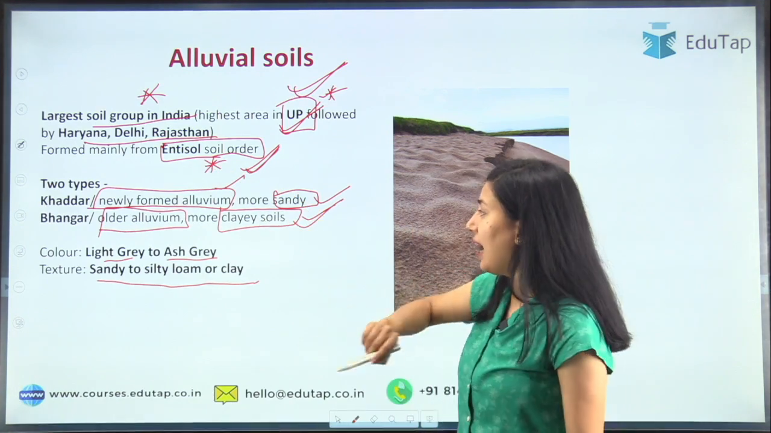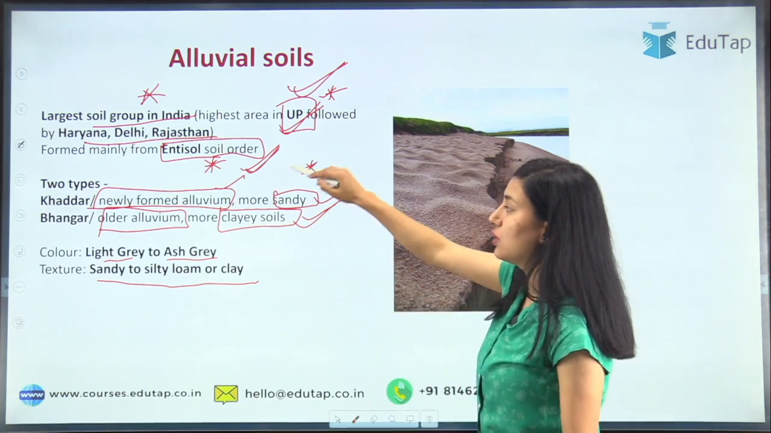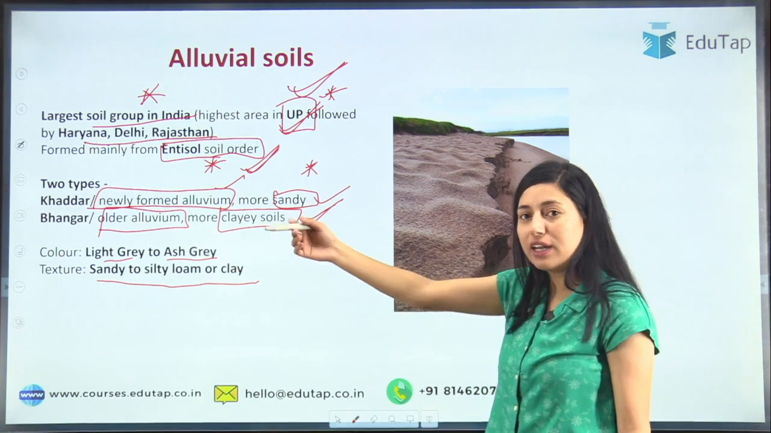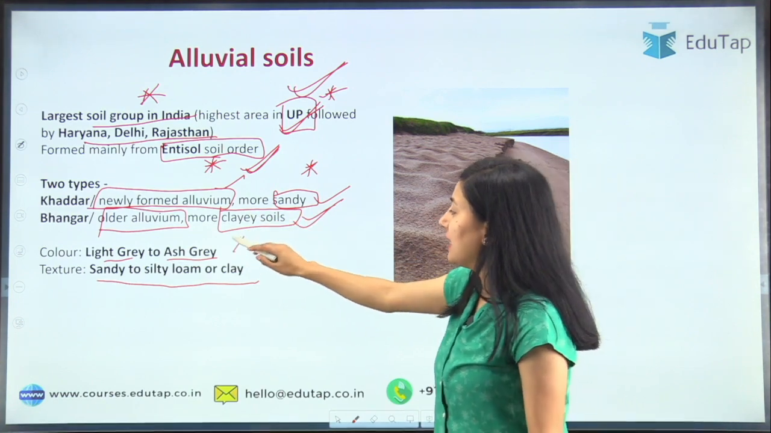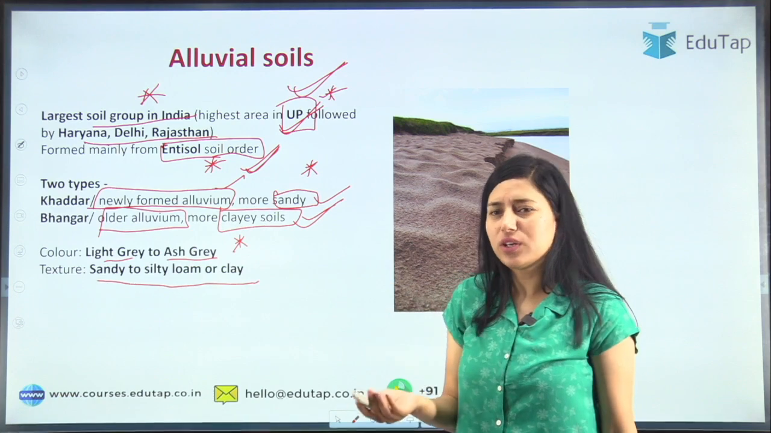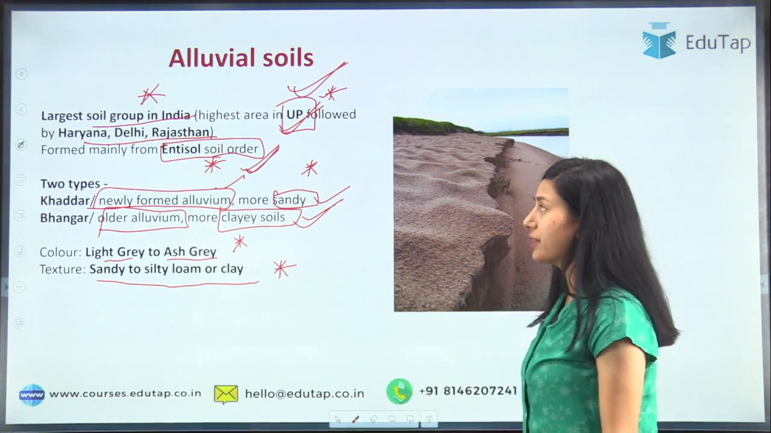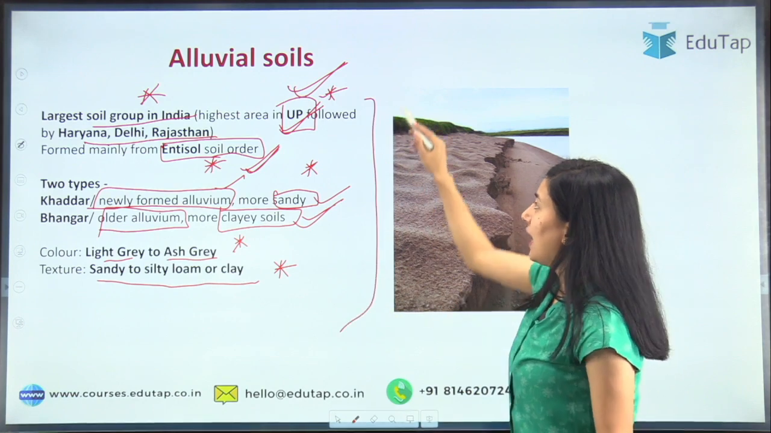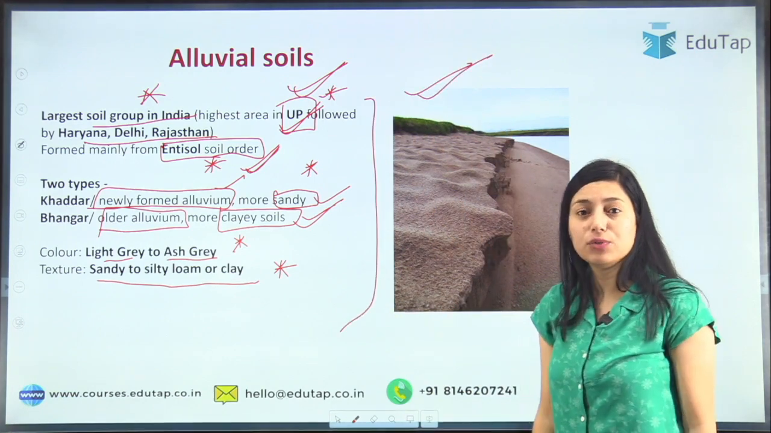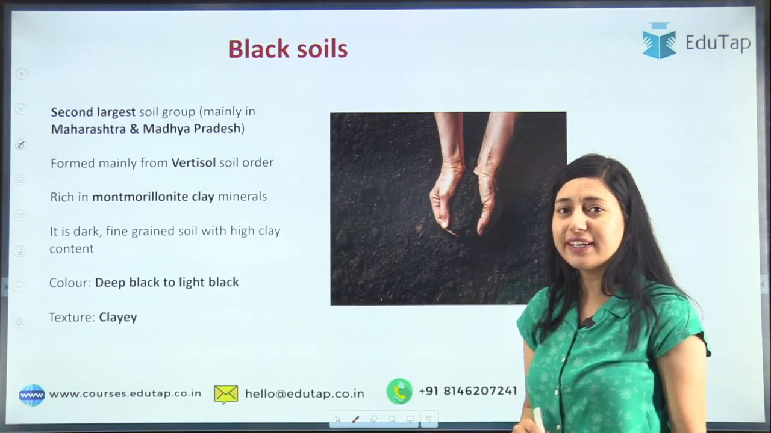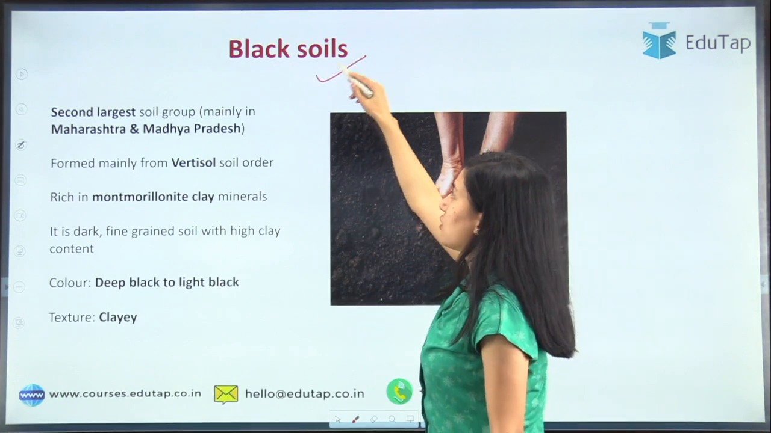And the two types are newly formed and old alluvium, and the color is gray, light gray to dark gray, and the texture. So these are the important points, students, you must know, and that is all about your alluvial soils. Moving on to the next type, that is your black soil.